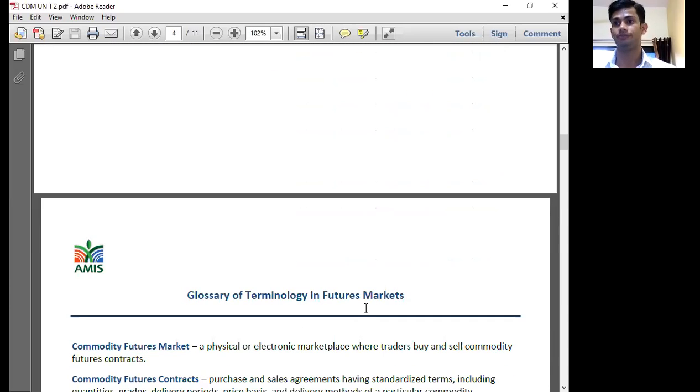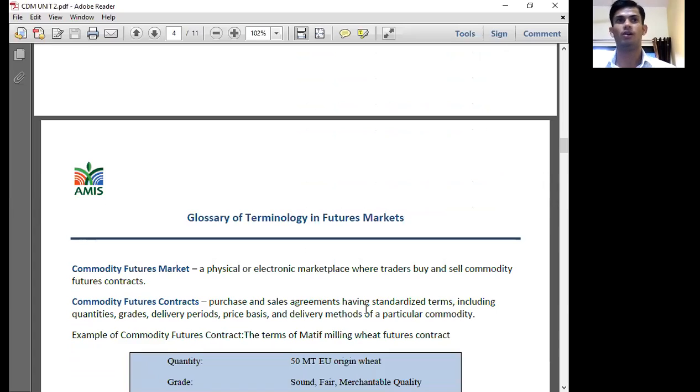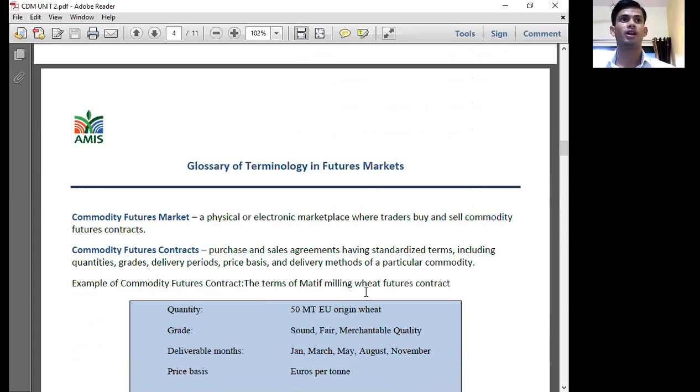Then we have studied some terminology of the futures market. Okay. In this terminology, we have studied the commodity futures market, a physical or electronic market for trading, buying and selling. It is a commodity futures market. The commodity futures contract. What is a commodity futures contract? It is a purchase and sale agreement having standardized terms, including the quantity, grades, delivery, product, price basis, and other things. जे काय त्या contract मध्ये include होणार आहे, it is a futures contract commodity.